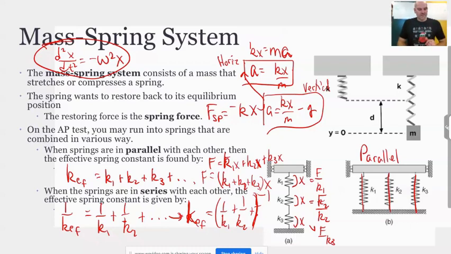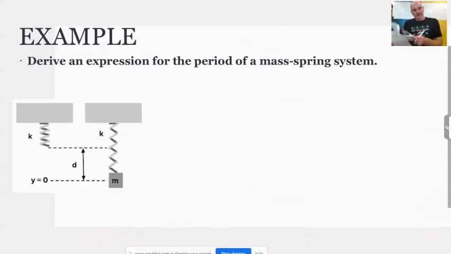Well, it's trig. Okay, so here we're going to derive an expression for the period of a mass spring system, and we're going to assume vertical, and I'll show you how you would adjust this for horizontal. If we look at the free body diagram, we would have the spring force up because it wants to restore it back. We would have the weight of the object down, right? And that's what's causing the acceleration.